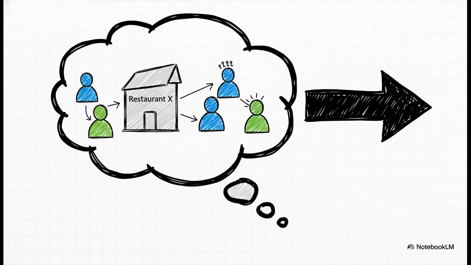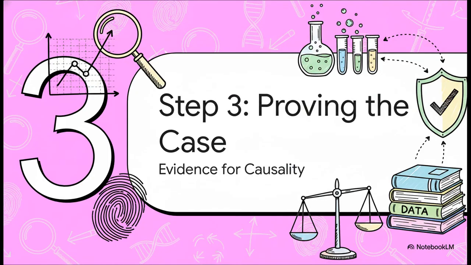And the main goal here is to form a hypothesis. Now that's just a fancy word for your educated guess. It's your theory about the culprit. Based on the patterns you found, you can say, I think this is what's causing the problem. And that hypothesis gives your entire investigation a sharp focus. But a guess isn't enough, right? Any good detective knows that. And that brings us to step 3, proving the case.